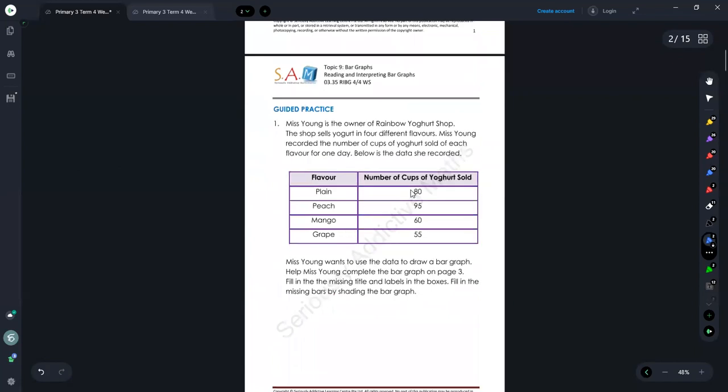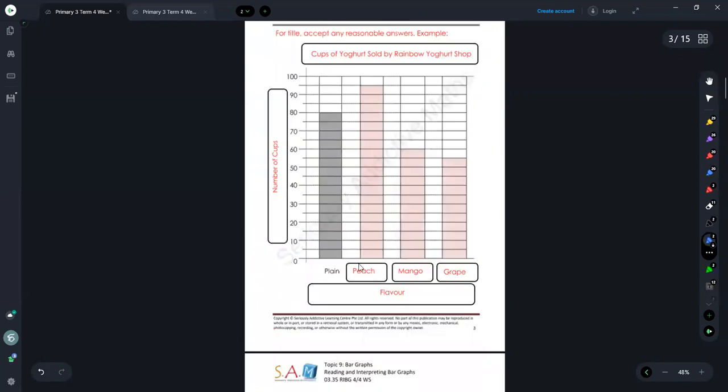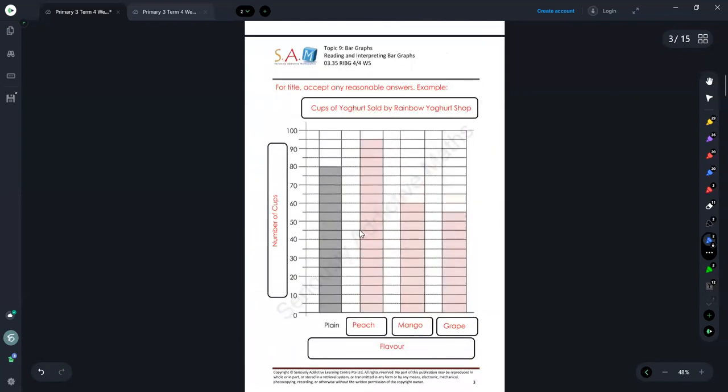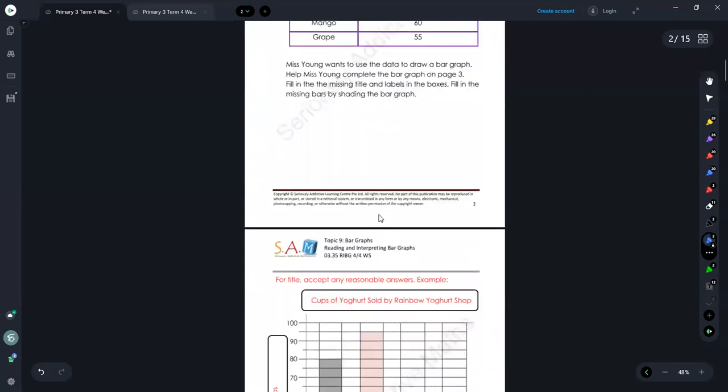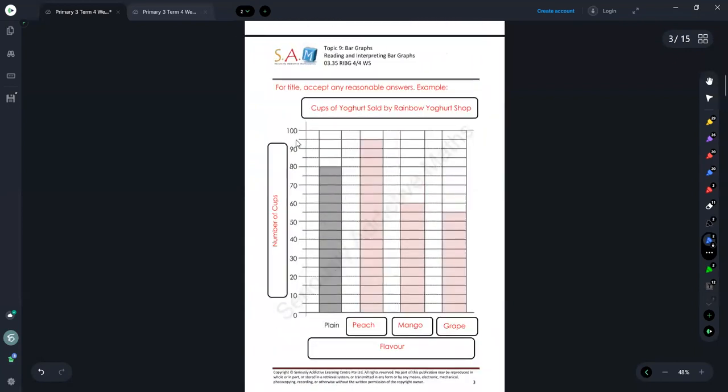Since the bar graph starts with the first data, 80, and it's already given, they don't have to do anything. Now it comes to peach. Peach is 95. So what I suggest is they look for where 95 is. In this case, 90, 95, 95 is here. So they write on top of the 95 line and draw this line here. After that, you can get a ruler and complete the bar graph. Draw it down and shade it. Same thing, and then remember to write peach.